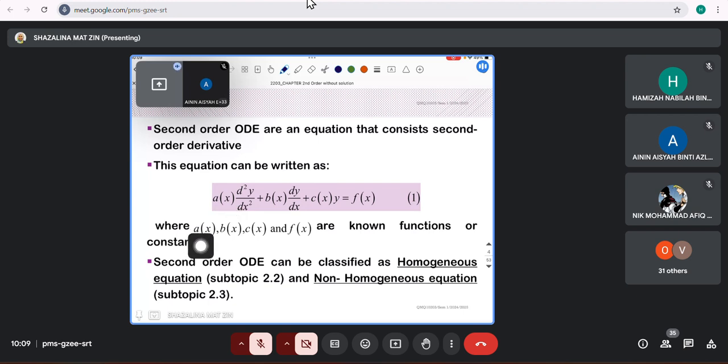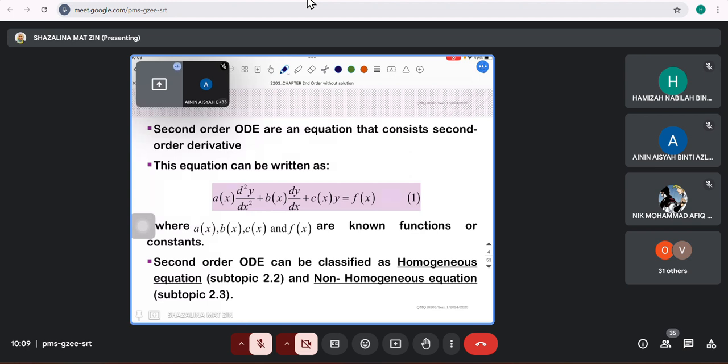Okay, where A, B, C and F, these are functions. Okay, known functions. Maksudnya function yang kita tahu. Okay, or they also can be constants. A, B, C, F, these are constants. Okay, constant tu apa? Constant is like 1, 2, 3, -2, -3. Okay, there is a constant.